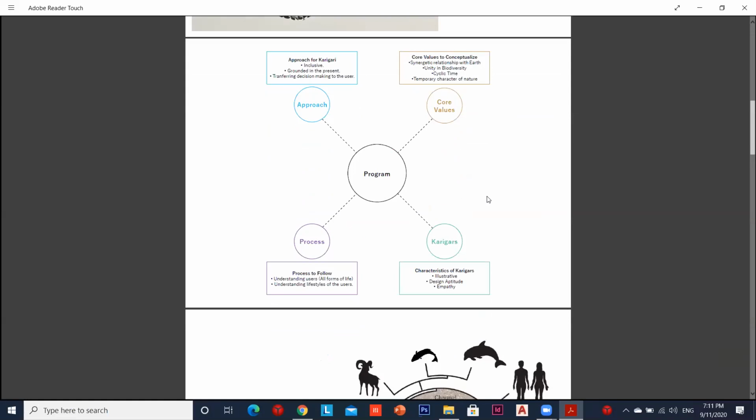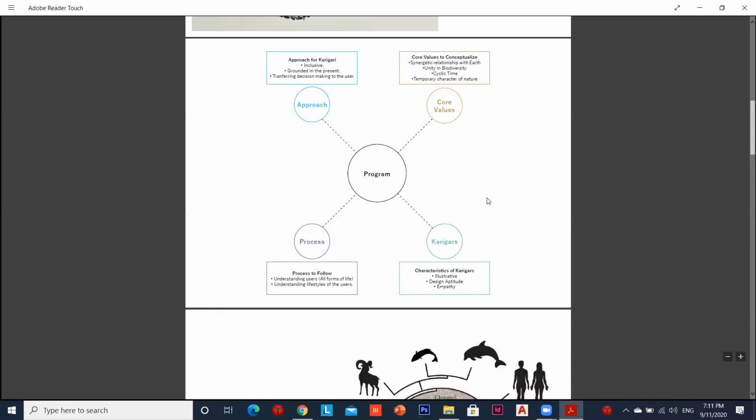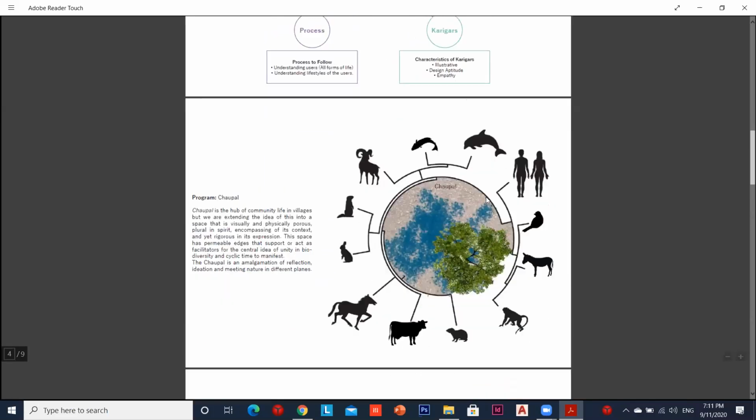To arrive at this program, we looked at the approach of how a Karigar works, how inclusivity can be brought, how we can be grounded in the present scenario, and how we can give the user more power. Then we looked at the core values to conceptualize unity in biodiversity, how time is cyclic in nature, and how the energy which is taken must be returned back to the continuum. This is very necessary for us. If we install something, it goes through a natural process of decay and then comes back again. And over here we have the program.